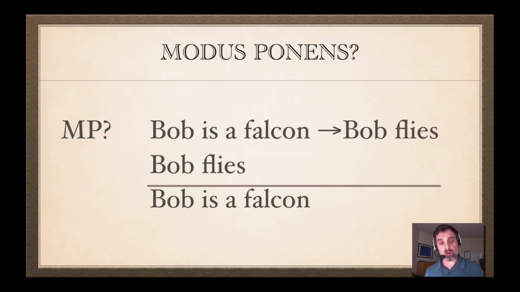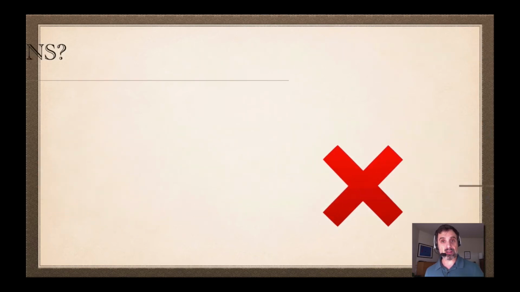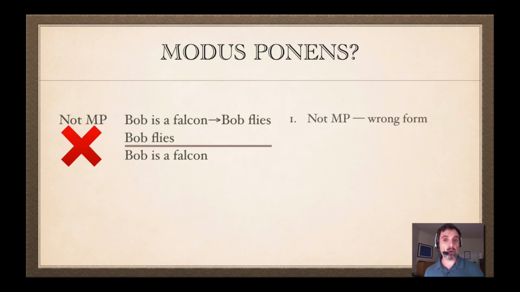If we wanted to do modus ponens with Bob flies, we need another conditional whose antecedent was Bob flies. But since the two premises don't match in the right way, the one premise is not the antecedent of the other, it's not an instance of modus ponens. Also, the conclusion doesn't match either. The conclusion needs to be the same as the consequent of the conditional premise, and that's not true. So this is definitely not modus ponens. It doesn't have the right form. It has the wrong form. Now, that doesn't necessarily mean it's invalid.